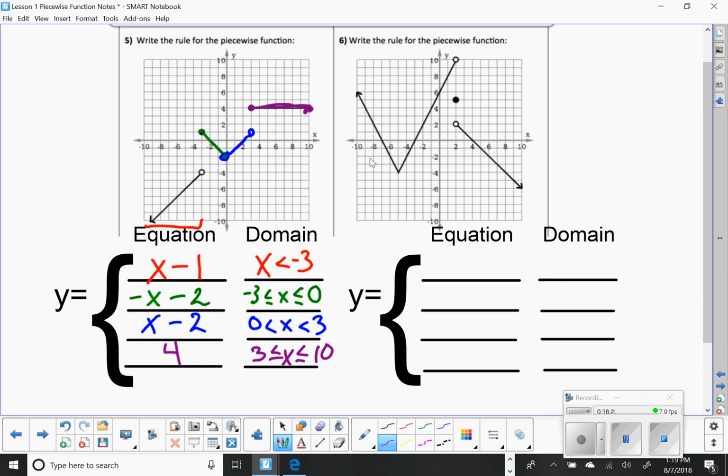This next piecewise, okay, same thing. We're going to do this piece first, and I'll make that solid there. So this is x is less than -5, and so that I can actually see this line.